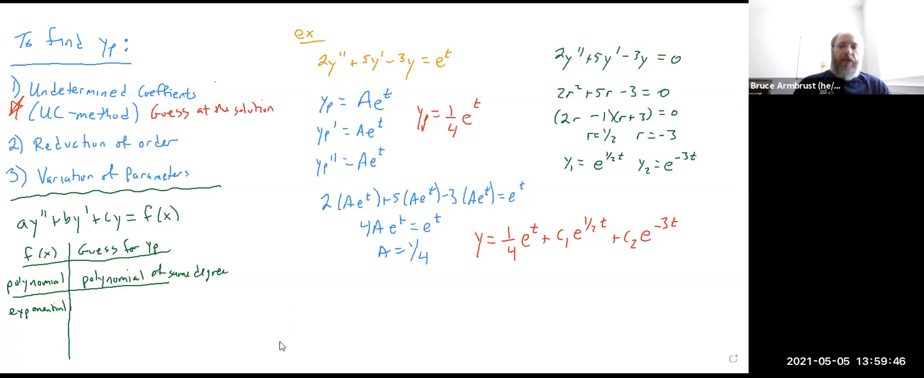All right, so with exponentials, it's pretty clear what we want to use. Our guess for yp is going to be the same exponential. Like if this had been, let's say, e to the 4t, we would have guessed yp equals a e to the 4t. Now, obviously, that would have changed things because as we differentiate, that would have given us 4a e to the 4t and then 16a e to the 4t. And so put those in, you'll get a different a. But it's exactly the same idea.